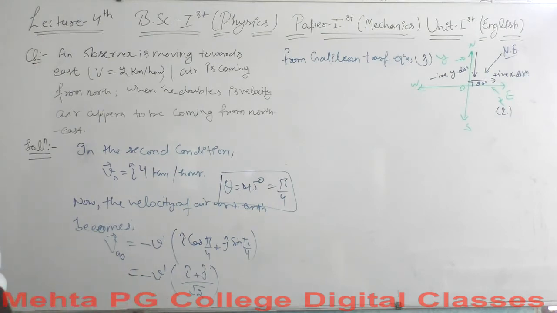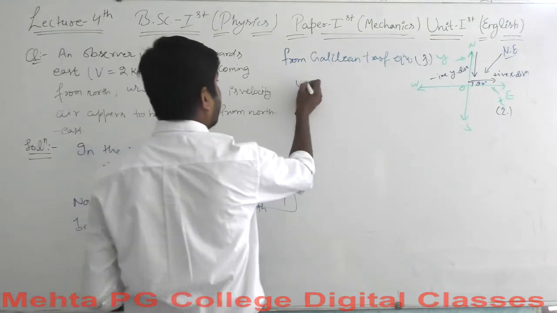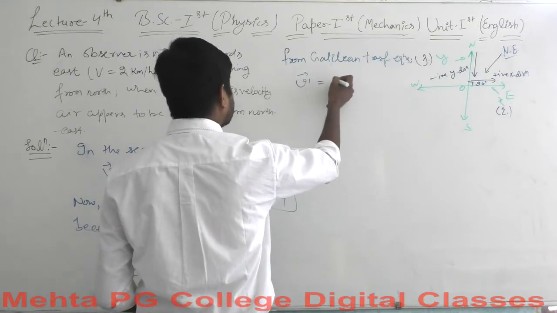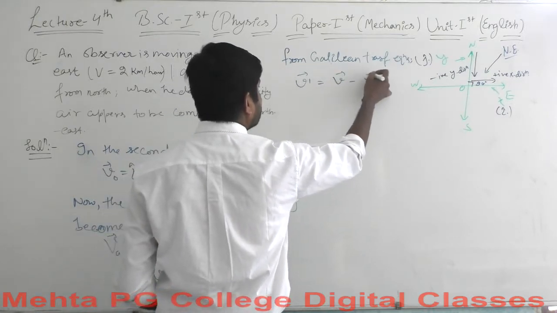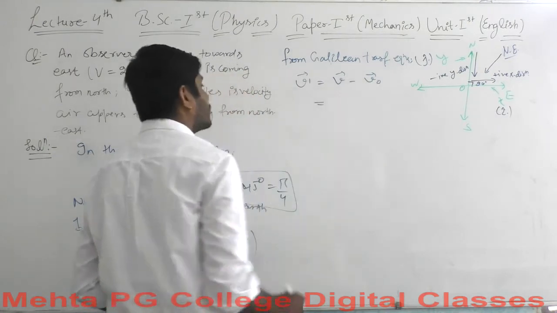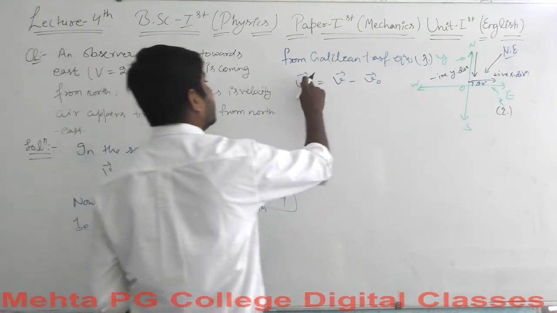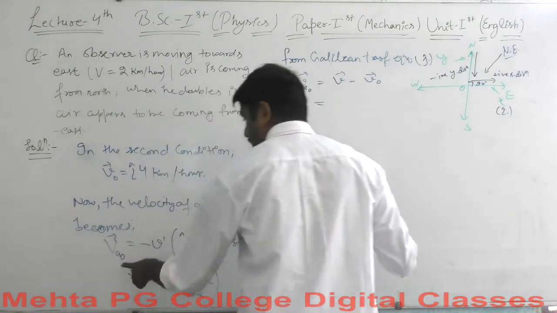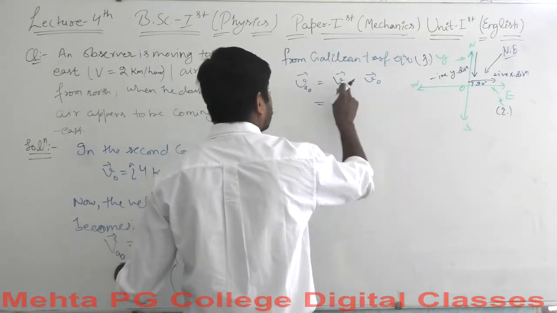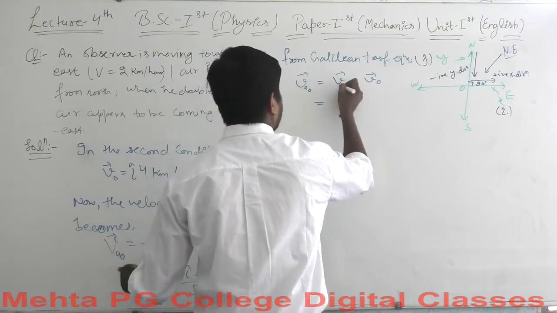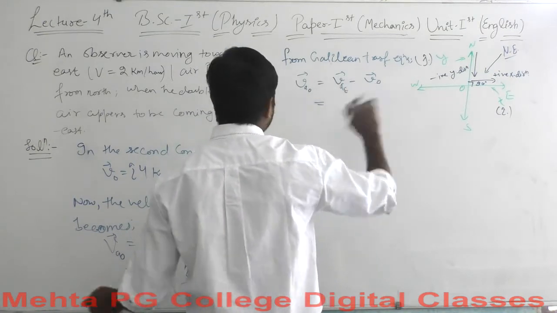v minus v again. Yes, v dash is equal to v minus v of observer. So here v dash is the velocity of air with respect to the reference of the observer, and here v represents the velocity of air with respect to Earth, and this is the velocity of the observer.